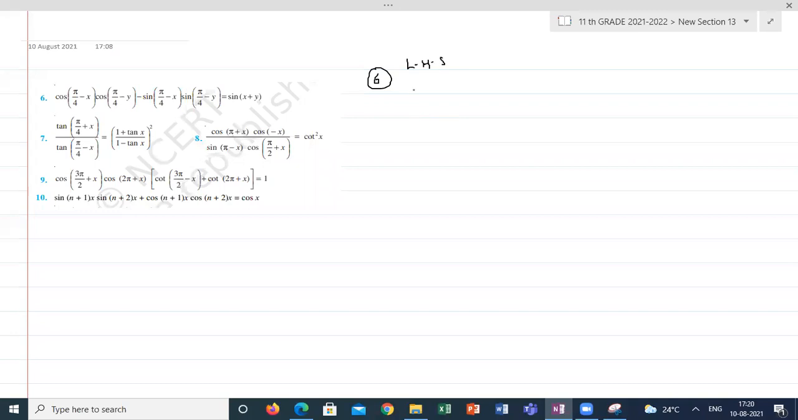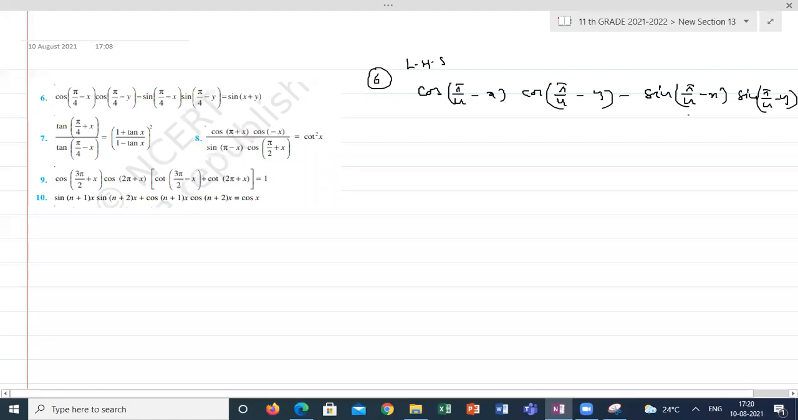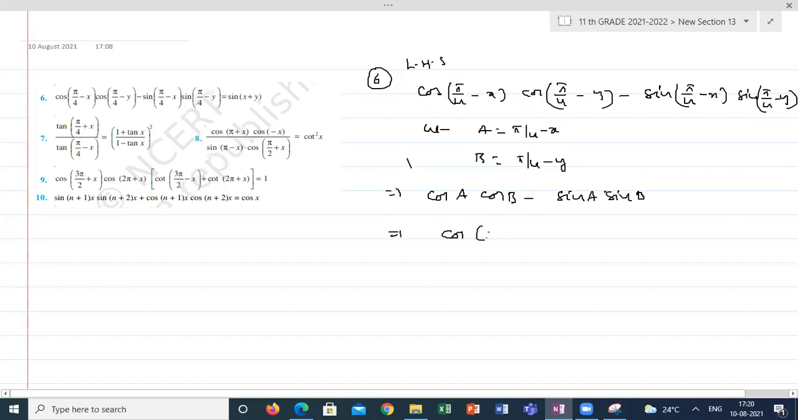I'm taking LHS. The thing is, cos(pi/4 minus x) into cos(pi/4 minus y) minus sin(pi/4 minus x) into sin(pi/4 minus y). If I take a equal to pi/4 minus x, and b equal to pi/4 minus y, I am getting cos a cos b minus sin a sin b. So this is the cos(a plus b) formula. So a and b are my assumptions.